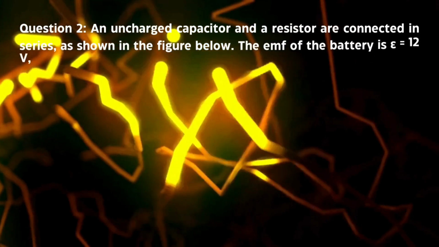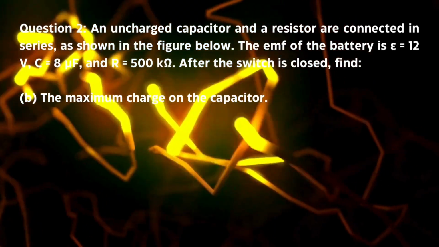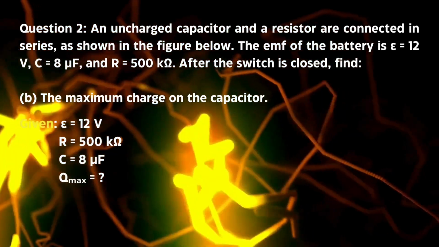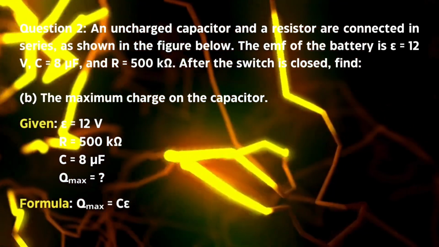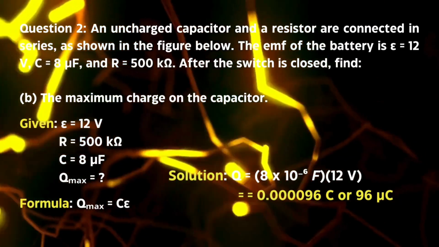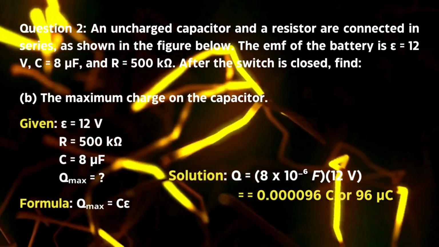For letter B, the maximum charge on the capacitor. Use the same given but with maximum charge missing. Substitute the given values to the derived formula of maximum charge is equal to the capacitance times EMF. Our answer for letter B is 0.000096 coulomb or 96 microcoulomb.